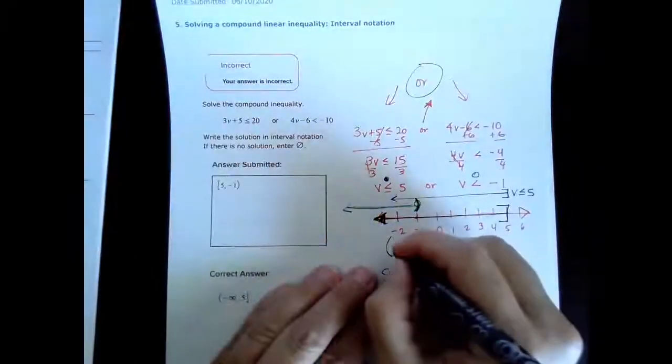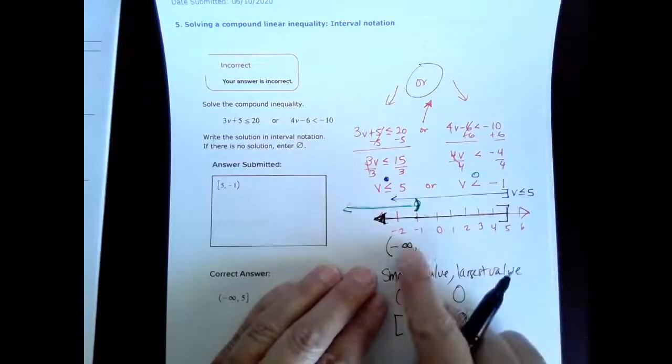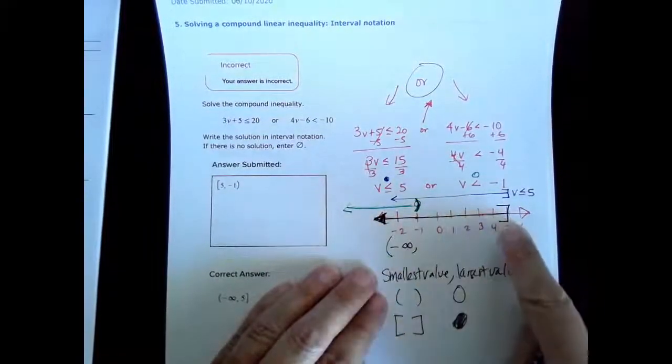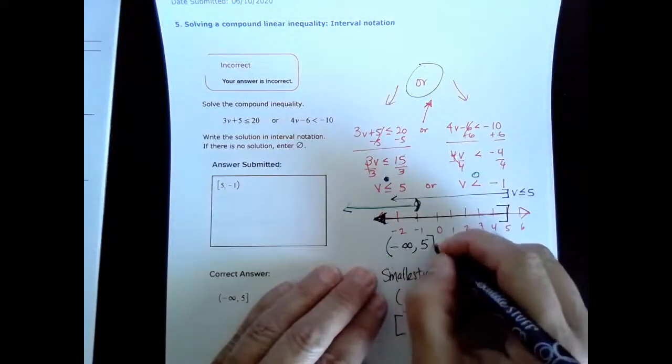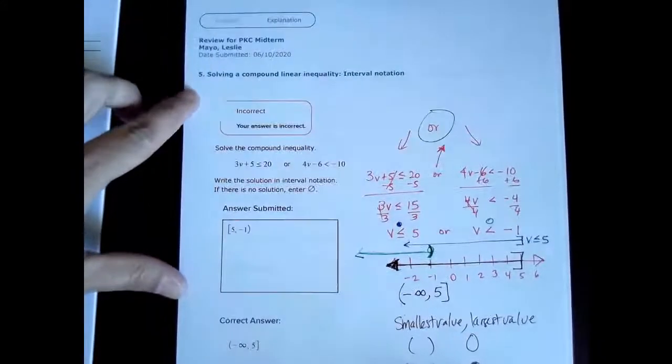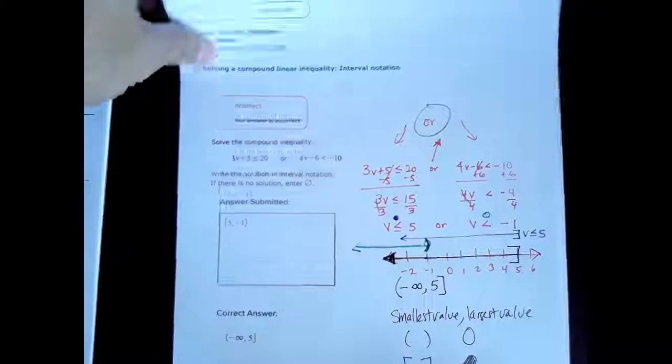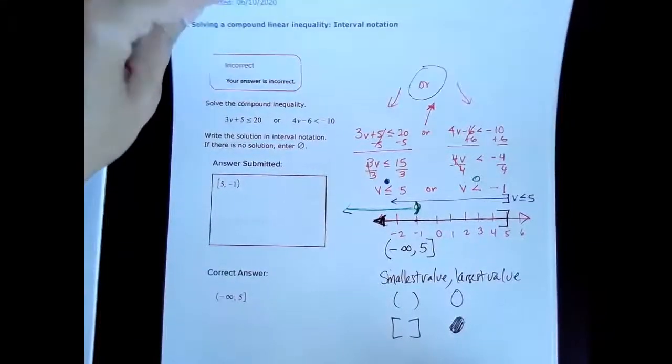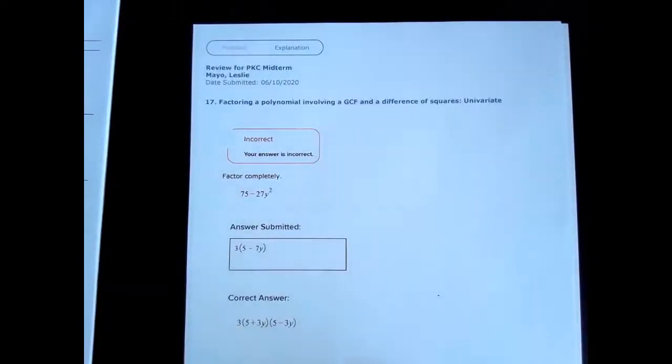I have to go from -infinity, that's the smallest value on this number line, and I go all the way to 5, and then I have to stop at 5. So here is problem number 5 from your review. Okay, problem number 5. Then I want to look at problem number 17 from your review.